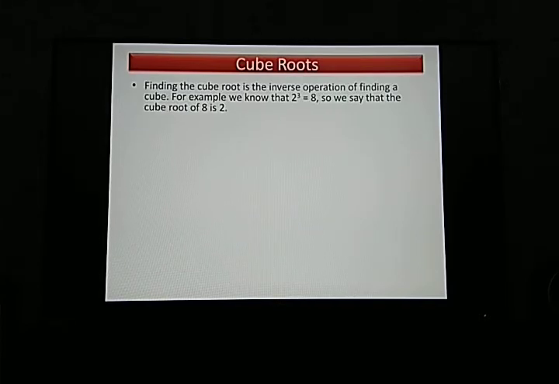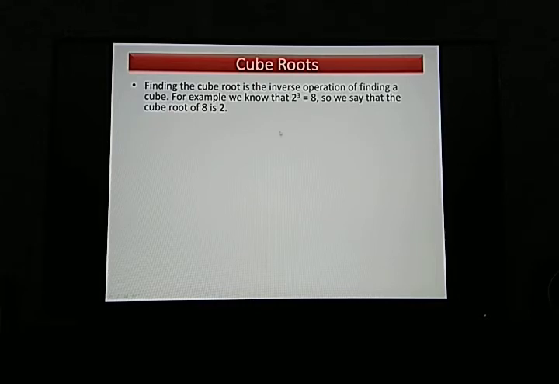Finding the cube root is the inverse operation of finding a cube. Yes, just like as I've said a while ago, just like finding the square root is the inverse operation of finding the square, similarly, finding the cube root is the inverse operation of finding a cube. It is just the opposite case.